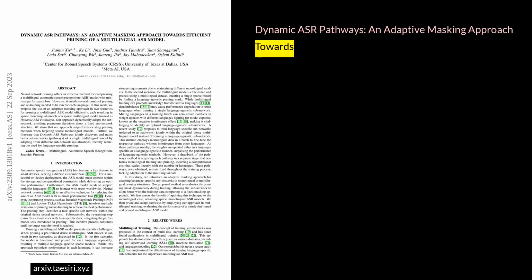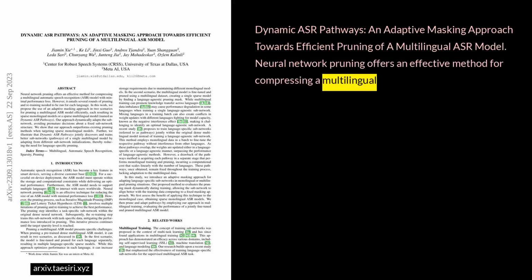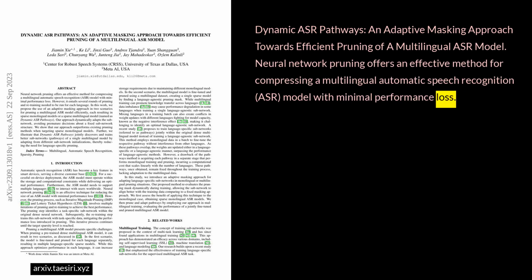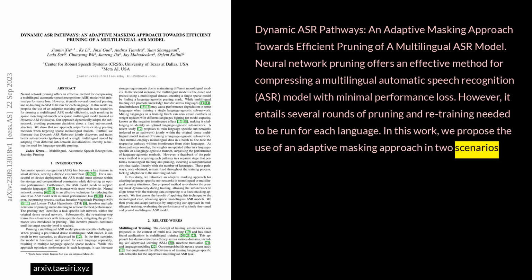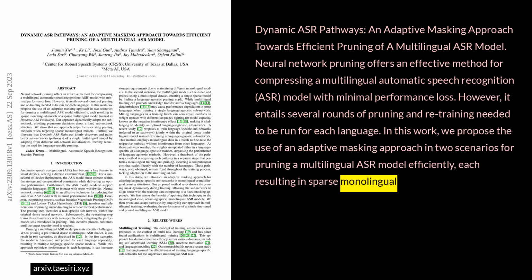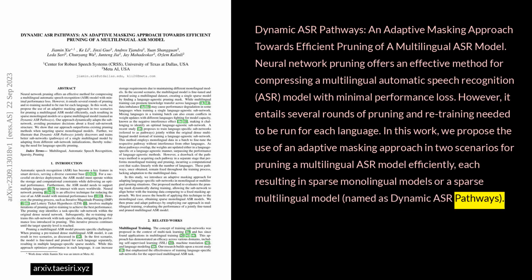Dynamic ASR Pathways: an adaptive masking approach towards efficient pruning of a multilingual ASR model. Neural network pruning offers an effective method for compressing a multilingual automatic speech recognition (ASR) model with minimal performance loss. However, it entails several rounds of pruning and retraining needed to be run for each language. In this work, we propose the use of an adaptive masking approach in 2 scenarios for pruning a multilingual ASR model efficiently, each resulting in sparse monolingual models or a sparse multilingual model, named dynamic ASR pathways.